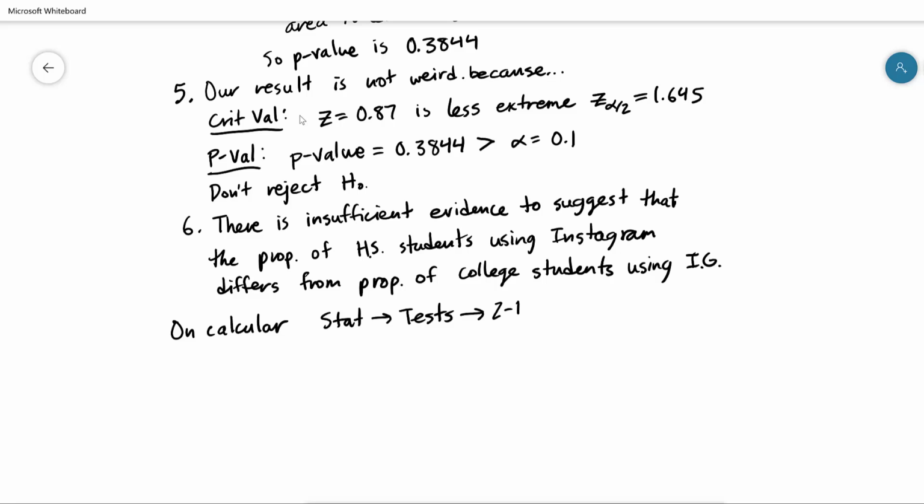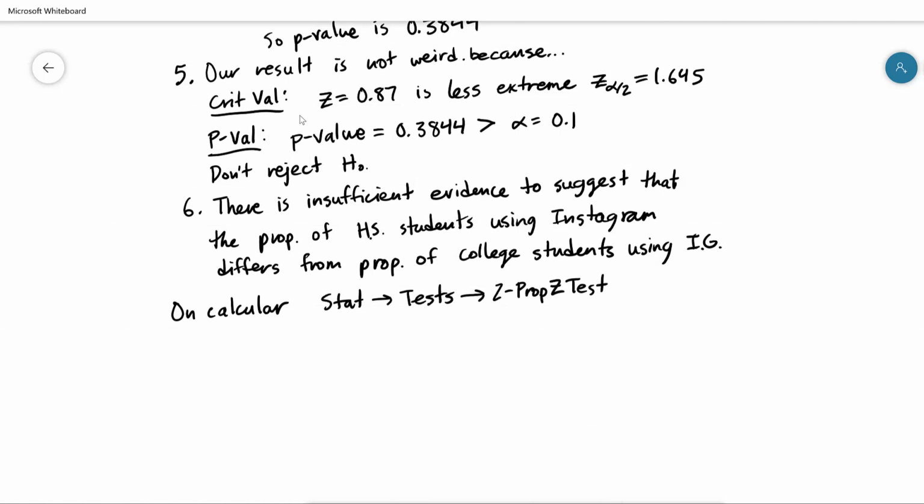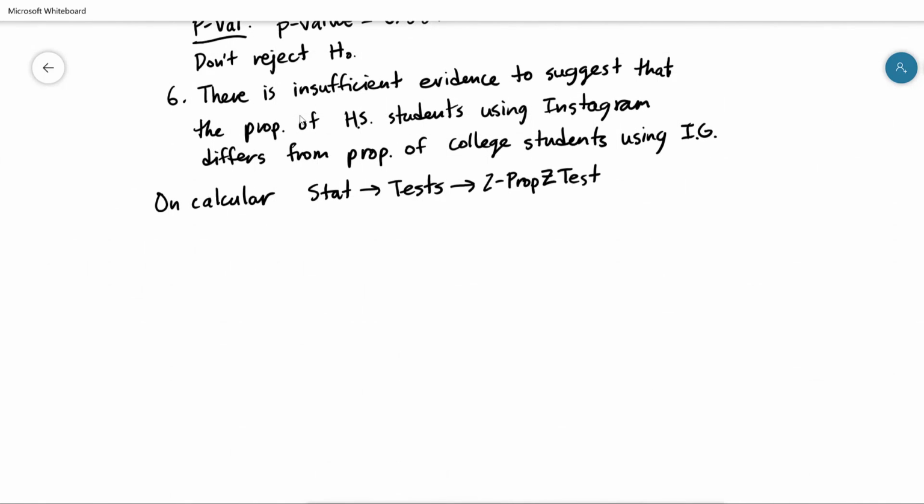So, 2-prop z test. If I select 2-prop z test on my calculator, that is option 6. It may be different on yours. It'll ask for the following: x1, n1, x2, n2, and then it'll ask for the form of the alternate hypothesis. So it says P1. In our case, we know that's going to be not equal to P2.